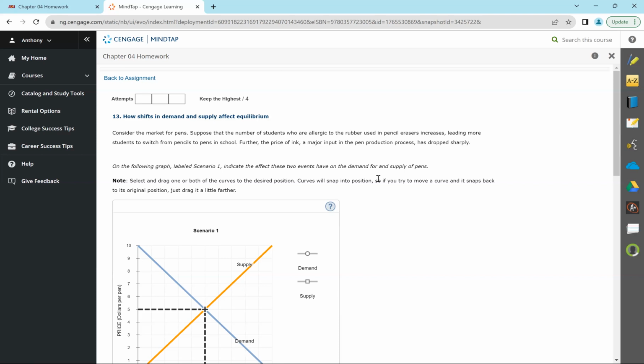So demand for, okay, this is important. It's about pens. These graphs refer to pens, even though this refers to pens and pencils. Suppose that the number of students who are allergic to the rubber used in pencil erasers increases. That means fewer students can use pencils. That means there's more demand for pens. Demand goes up because they can't have pencils anymore. It even goes on to say, leading more students to switch from pencils to pens. Further, the price of ink, a major input in the pen production process, has dropped sharply. So when an input price decreases, supply increases.